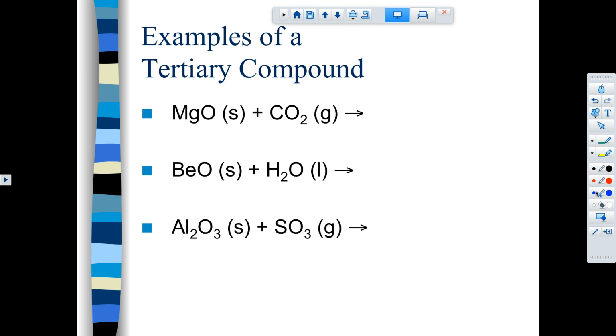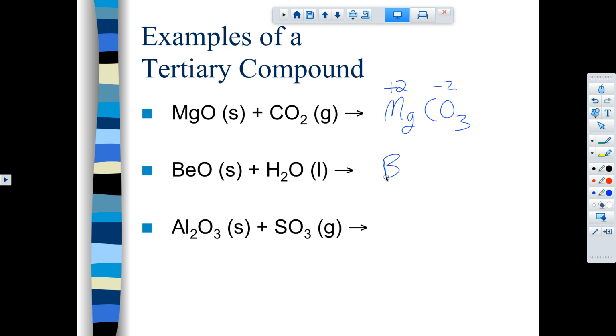So the first one, magnesium oxide plus carbon dioxide is going to give you magnesium as your metal, and then CO2 is going to give you carbonate. So magnesium is a +2 charge, carbonate is -2. So that formula is balanced, and then balance the equation. Well, 1 magnesium, 1 carbon, 3 oxygens on both sides, so it is balanced. Look at that.